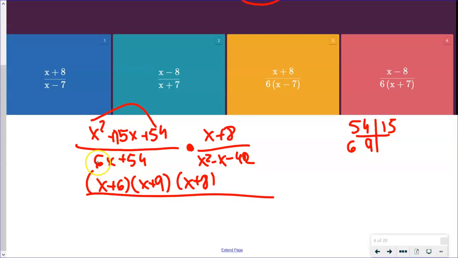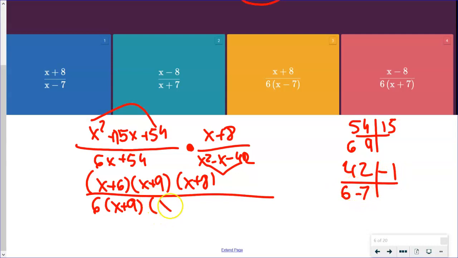So I can take a greatest common factor out, because again, this is not a quadratic equation. So I can take 6 out. That's going to be x plus 9. And then times, and then here I'm going to do a times c again. So I got negative 42, and it has to add to negative 1. So 6 and 7, and 7 has to be negative. So I have x plus 6 and x minus 7.